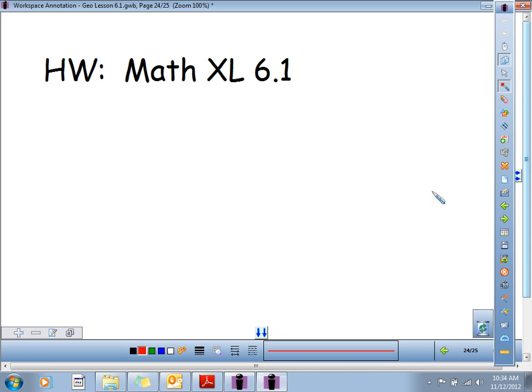So that is lesson 6.1, dealing with quadrilaterals and the quadrilateral sum theorem and different types and classifying polygons.